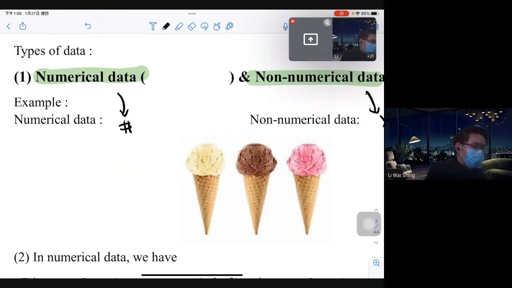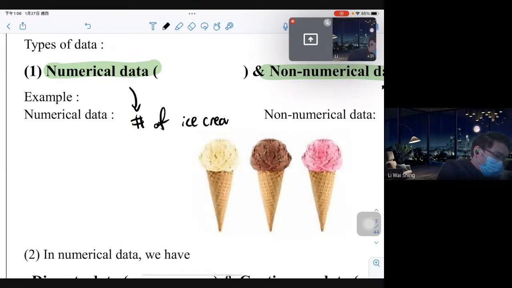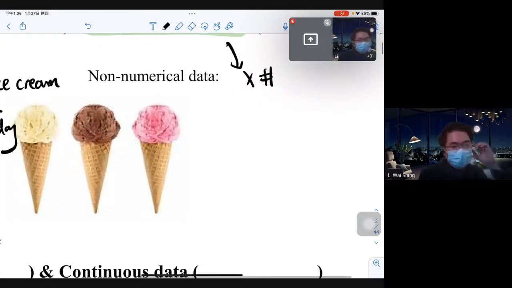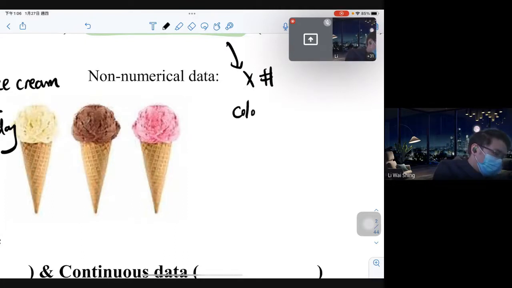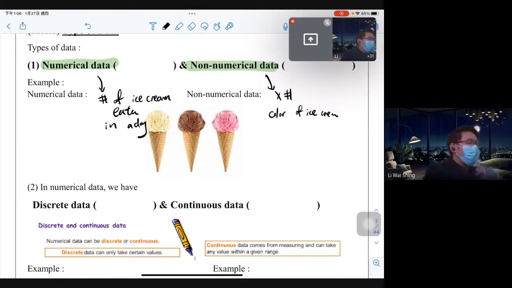For example, in ice cream, what is the numerical data for ice cream? Number of ice cream and color of ice cream is not numerical. Okay, number of ice cream eaten in a day, maybe. Then it is numerical data. What about non-numerical data? The color of ice cream. Very good. Thank you. Okay, so if your data collect are numbers, we call it numerical data, 數據資料.